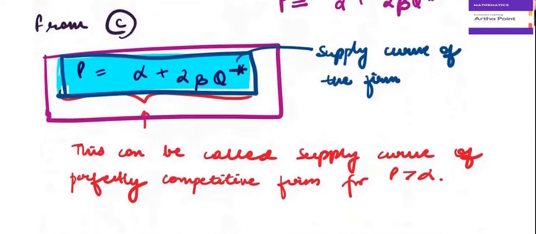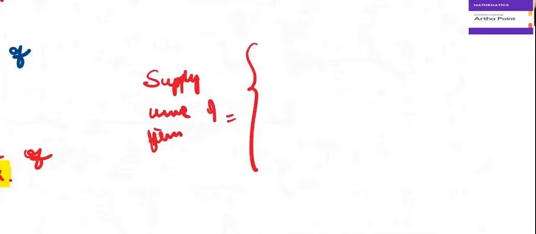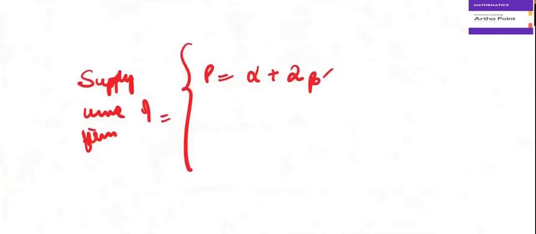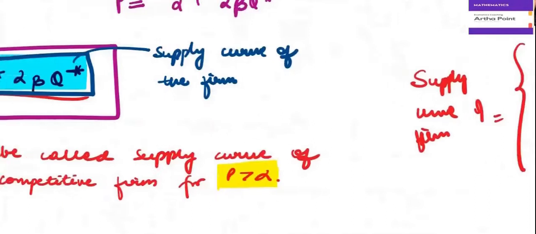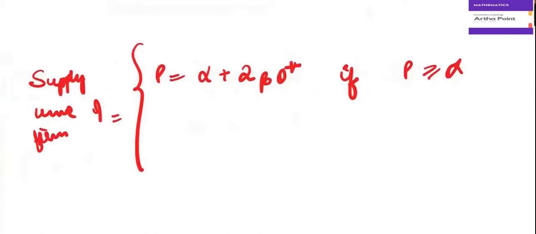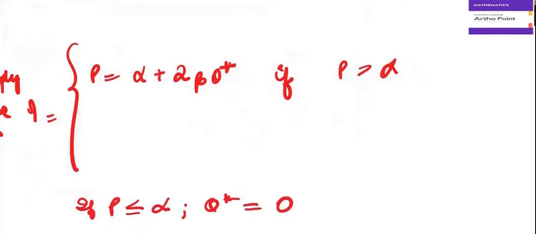And this is known as the supply curve of the firm, and it only exists given that P is greater than alpha. So actually, I can write that the supply curve of this firm will be P is equal to alpha plus 2 beta Q star if P is greater than alpha. Only if P is greater than alpha were you getting optima Q star. We know that if P is less than or equal to alpha, your optima quantity was becoming 0 because your profits were negative. So you don't want to sell anything.